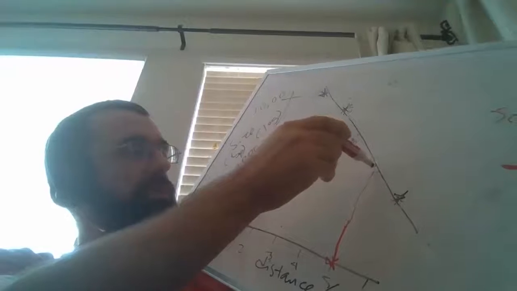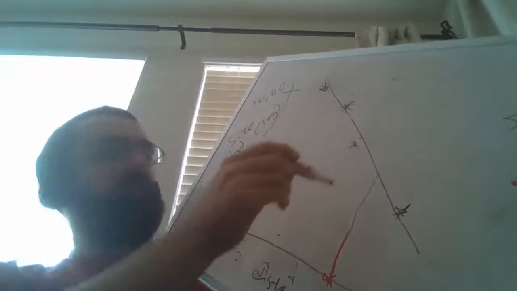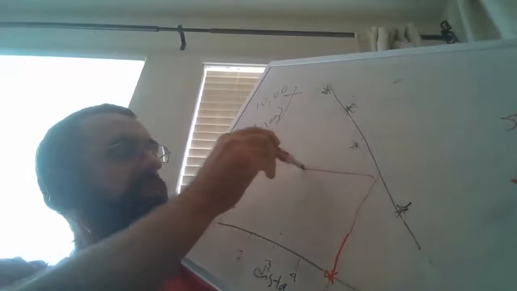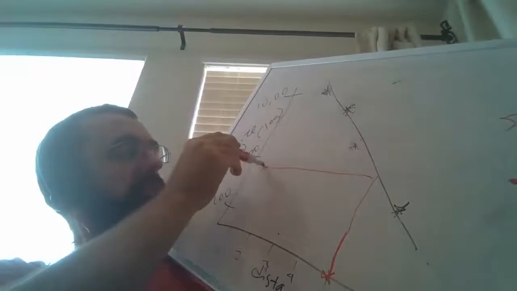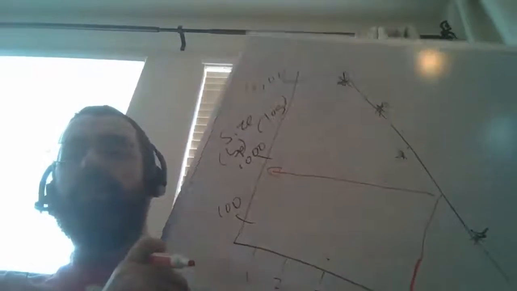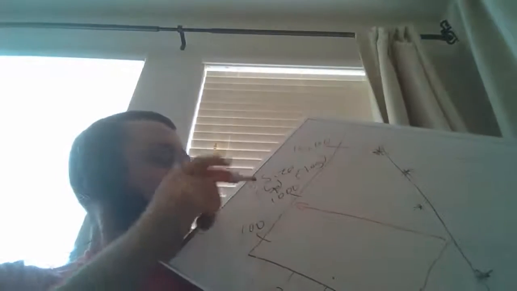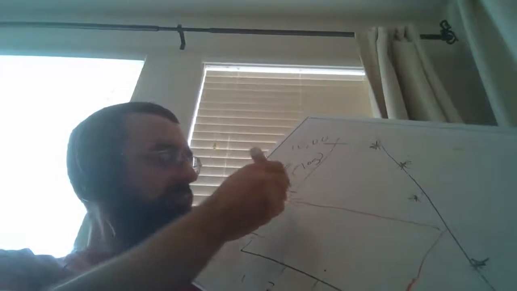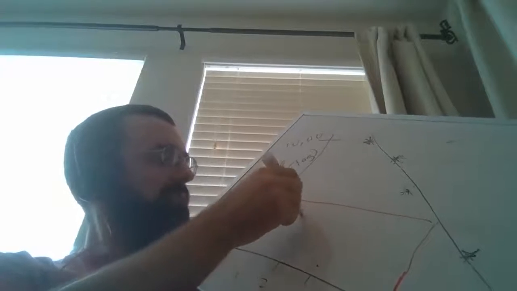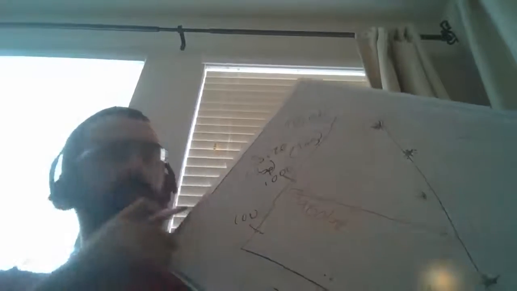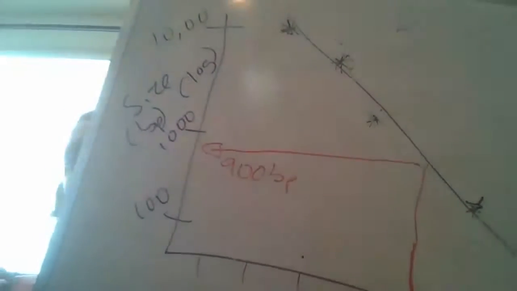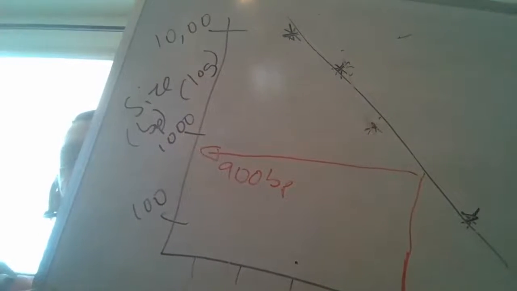And then once we hit that standard curve, we draw a horizontal line to the x-axis, and that gives us, say, 900 base pairs, give or take.